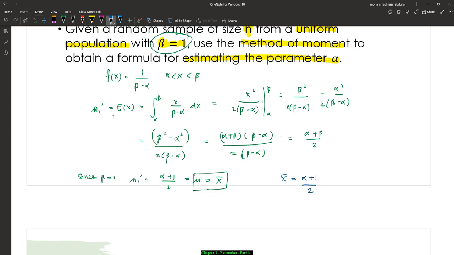So we want to estimate the parameter alpha. So we need to take out alpha ni, letak dekat luar lah. So this one should be 2x bar minus 1 equal to alpha, right? So then alpha hat should be equal to 2x bar minus 1. So this is the estimator or point estimator for alpha.